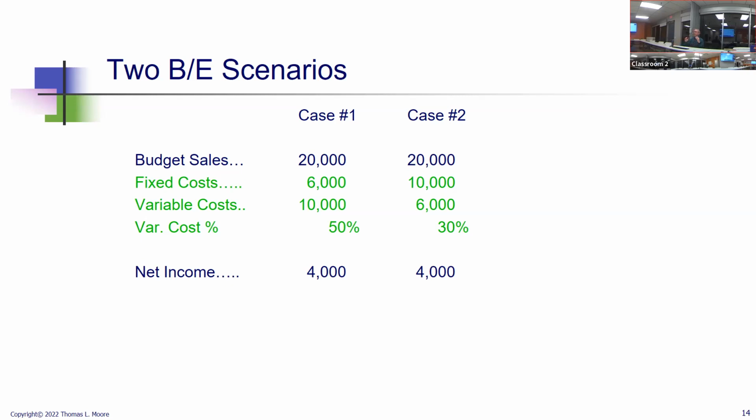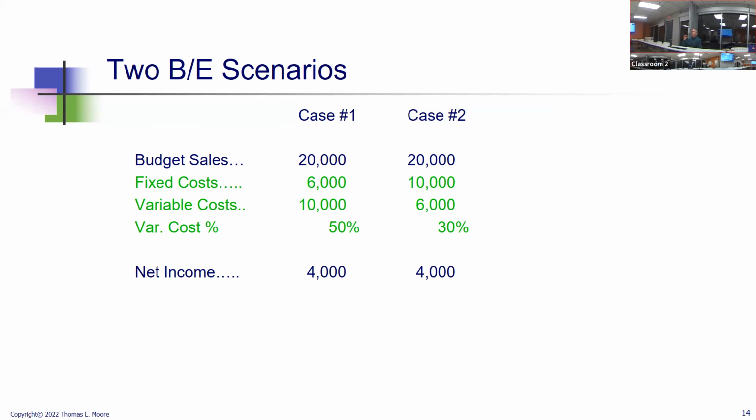You can see what the variable costs are as a percentage just below that. In case one, variable costs are 50%. If they have $10,000 in variable costs and a $20,000 budget, that's 50% of the budget. Same thing goes for case two. They both expect to generate net income of $4,000. So how would that work?